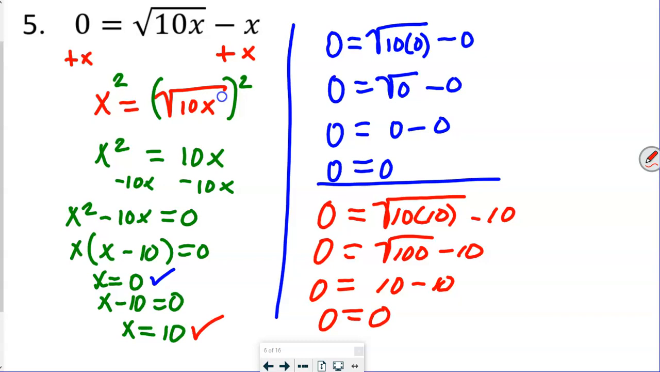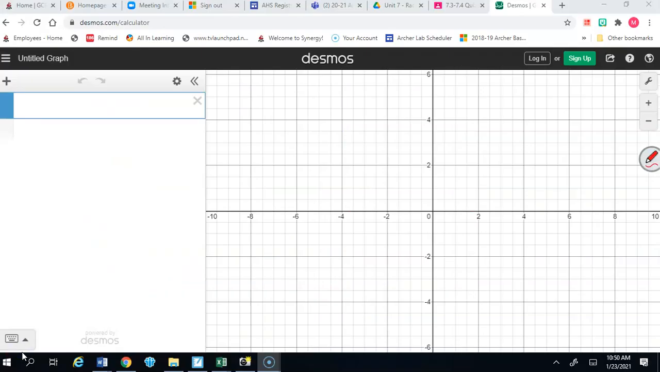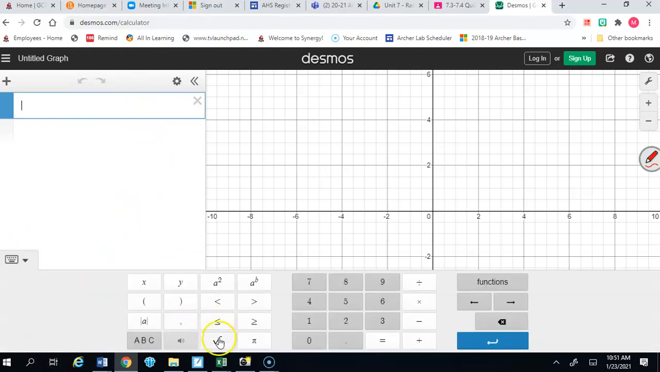Now what I want to show you guys is how you can check these solutions with Desmos, okay? So with Desmos.com, what we're going to do is put the square root, for number 1, the square root of 5 minus 4x as one equation, and then we're going to put the x as the other, and we're going to see how they intersect. So up here, I'm going to click down here and go to the square root, and we're going to do 5 minus 4x.